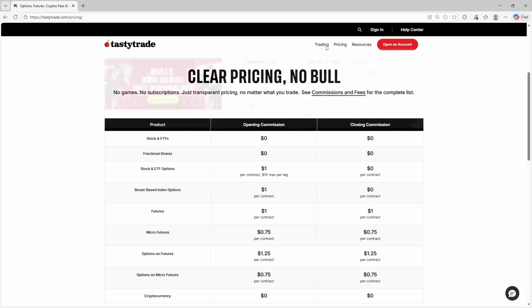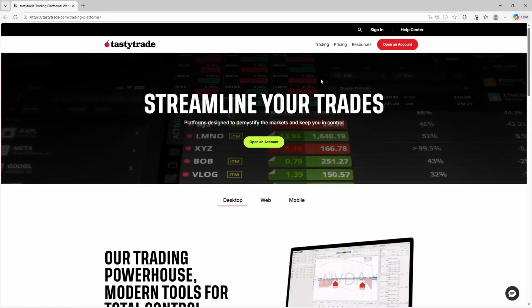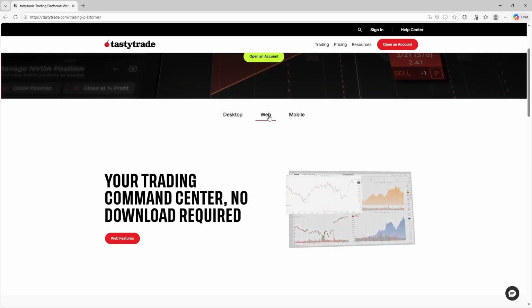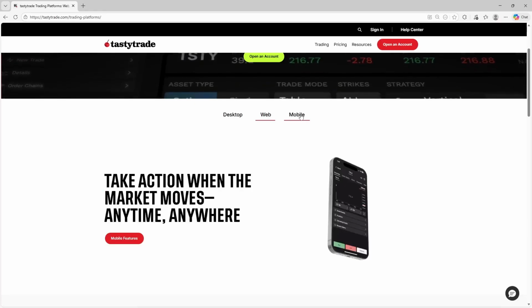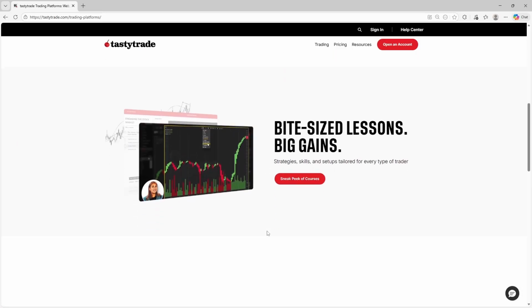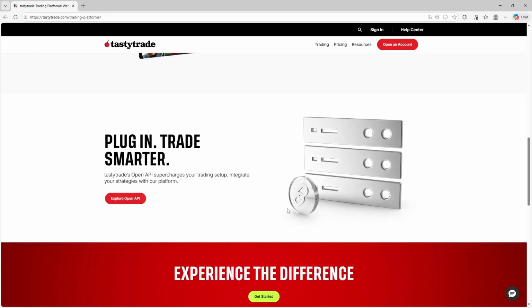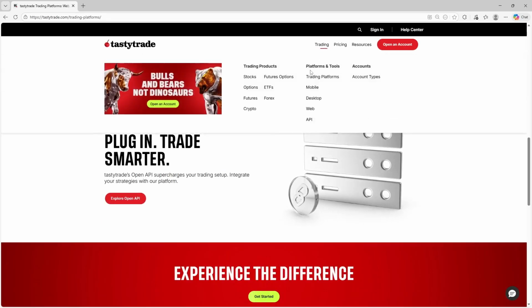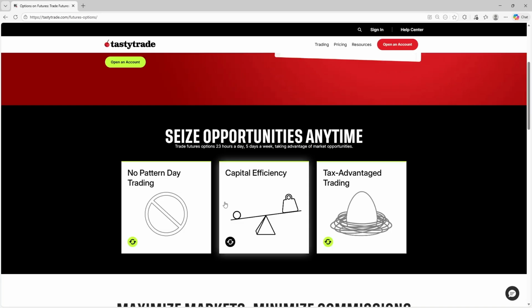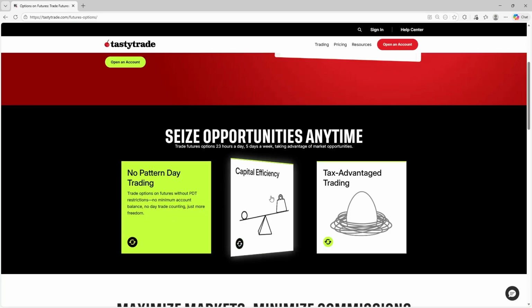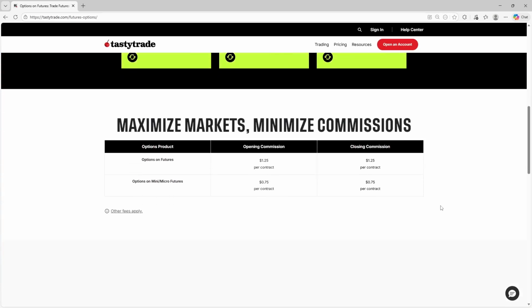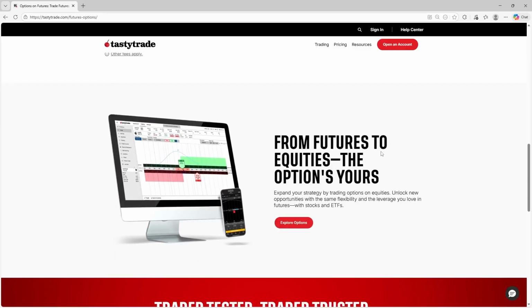Feature-wise, Tastytrade is built by traders for traders, with a clear focus on options, analytics, probability-based decision-making, and portfolio-level risk management rather than visual charting aesthetics. The platform includes advanced options chains, implied volatility analysis, expected move calculations, probability of profit tools, and intuitive strategy builders that allow traders to model complex spreads quickly. The interface is intentionally designed to surface risk metrics visually, making it easier to understand delta, gamma, and overall portfolio exposure without relying on external spreadsheets.